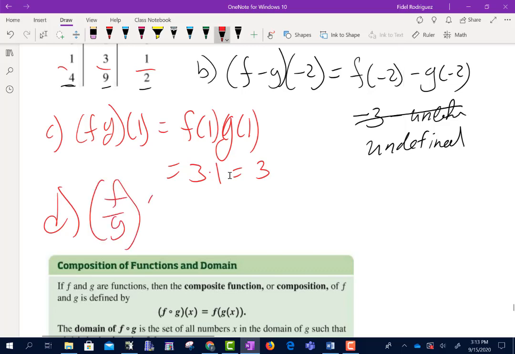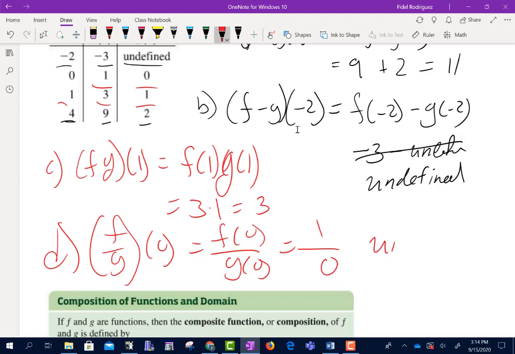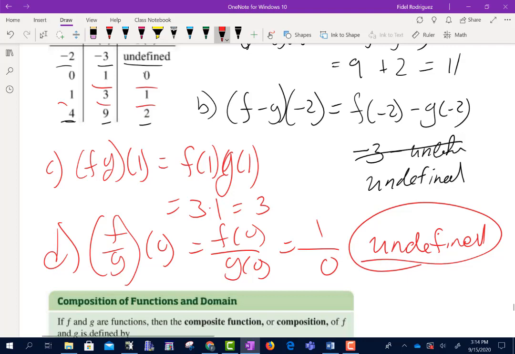F divided by g of 0. So that's going to be f of 0 over g of 0. F of 0 is 1. G of 0 is 0. So again, this here, guys, is undefined.